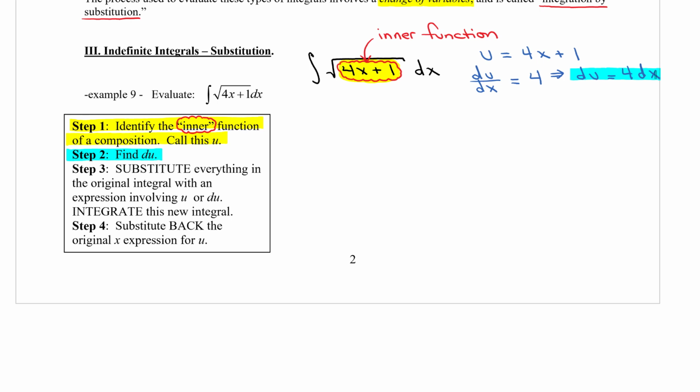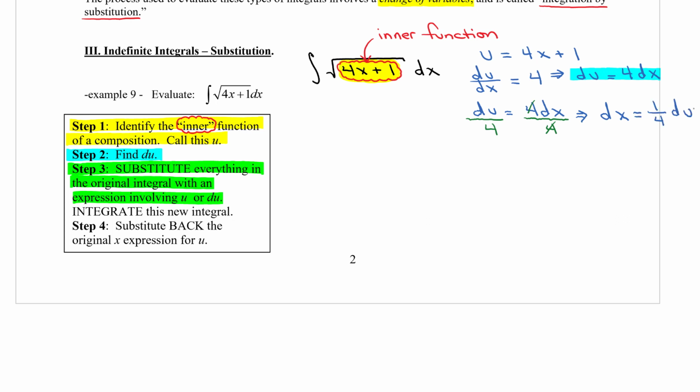Step 3 says substitute everything in the original integral with an expression involving u or du. I have gone ahead and highlighted step 3. So now we are ready to do that step right here. So now I'm going to rewrite du equals 4 dx, and I am going to solve for dx by dividing both sides of the equal sign by 4. The 4's on the side with the dx will cancel out, or they will divide out and turn into 1, and I will end up with, I've drawn an arrow to the right, dx equals 1/4 du. So this is what I'm going to replace in place of dx.